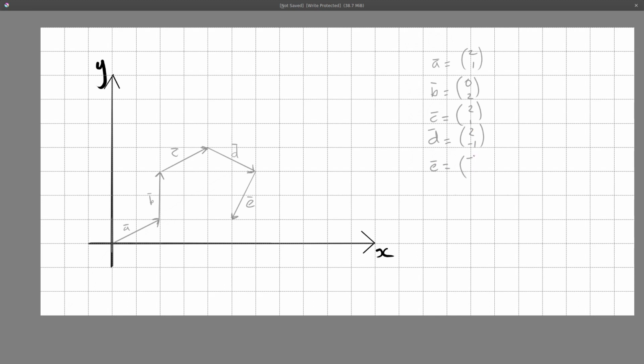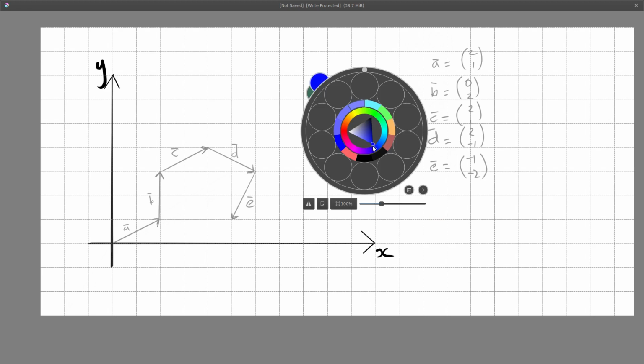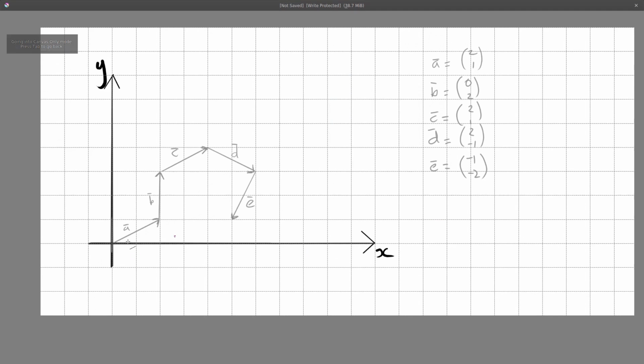If we add up all these vectors, we can get there in a single step. That will result in a vector which looks like this. Let's call it the z vector. The z vector is equal to the a vector plus the b vector plus the c vector plus the d vector plus the e vector. If you want to work this out, you just have to add all the x values, and that will be the new x value, and add all the y values, and that will be the new y value. Why not try it yourself?